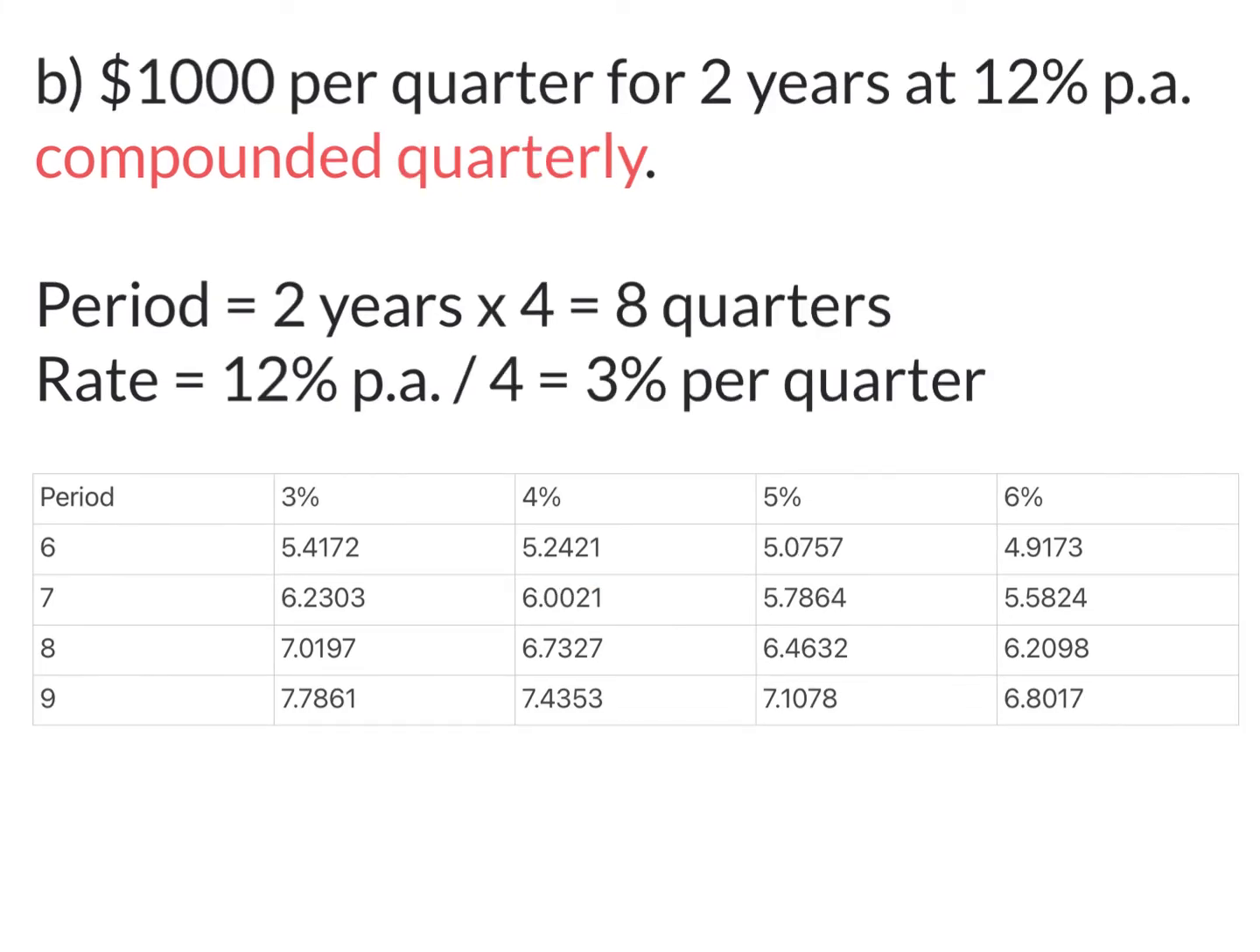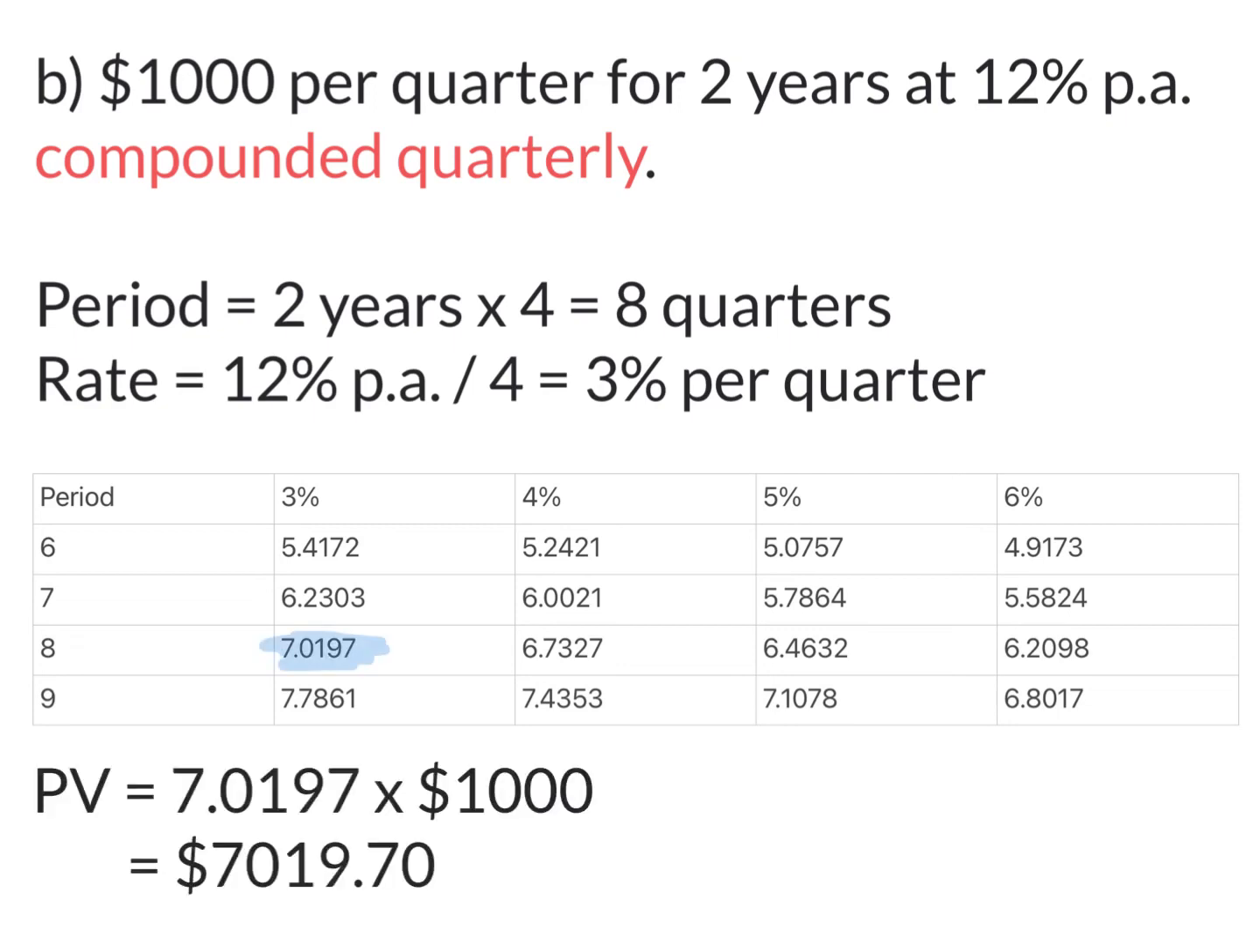What about $1,000 per quarter for 2 years at 12% per annum, compounded quarterly? So compound quarterly means everything needs to be in quarters. So $1,000 per quarter, for 2 years. There are 4 quarters every year, so that's 2 years times 4, which makes 8 quarters. And 12% per annum, we have to divide that by 4 to get a quarterly amount, so that's 3% per quarter.